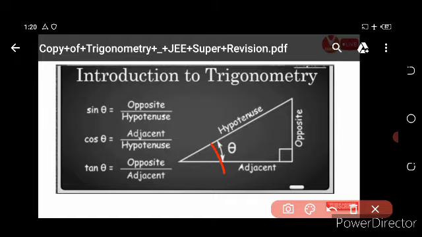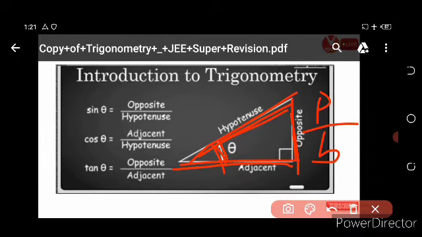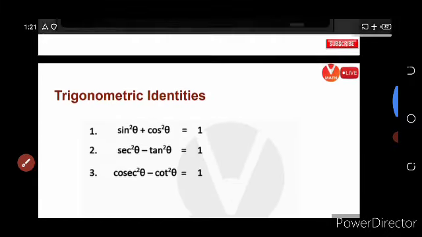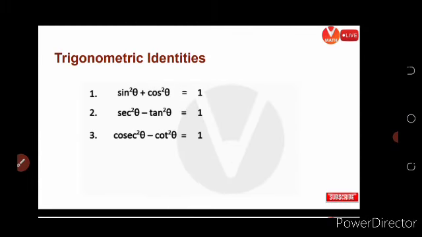Then come to sine theta. Sine theta is equal to opposite upon hypotenuse. Similarly cos theta is equal to base upon hypotenuse. Similarly tan theta is equal to opposite upon hypotenuse by base upon hypotenuse. So hypotenuse cancels, and what is left is p upon b, that is opposite upon adjacent. Then come to trigonometric identities.